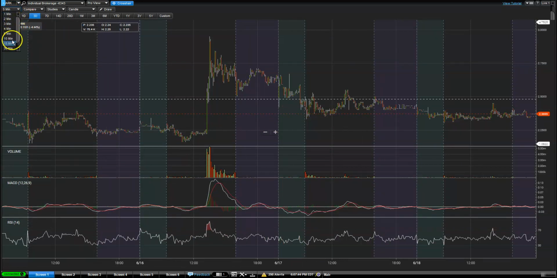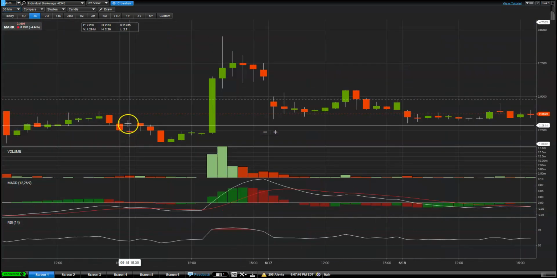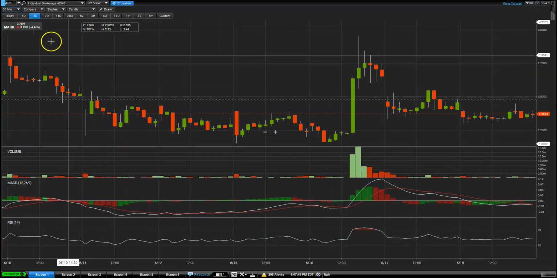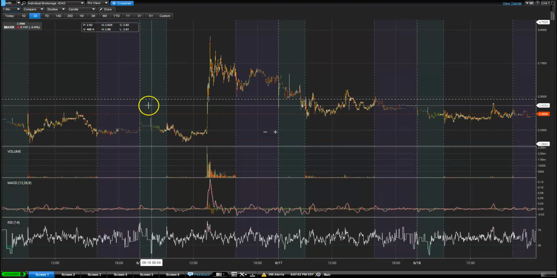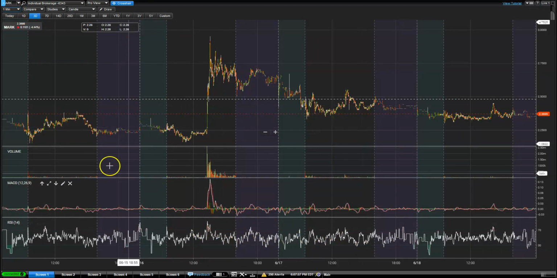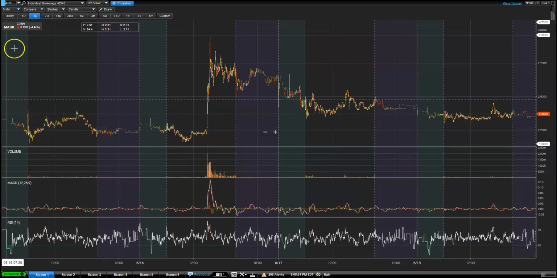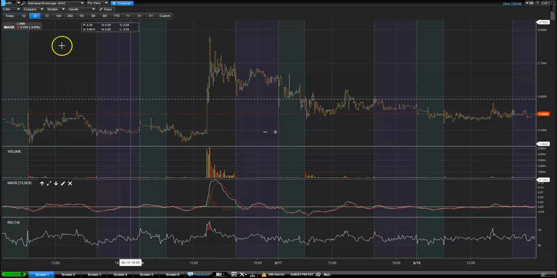So that's my 5-minute chart. That's my 30-minute chart for the past 3 days. And then that's my 1-minute chart. Very, very choppy. So you want to make sure that you use the best indicator for your ideal trading style. I like to use the 5-minute chart.